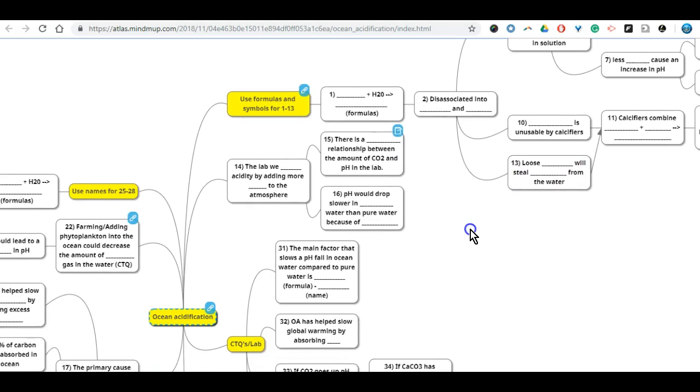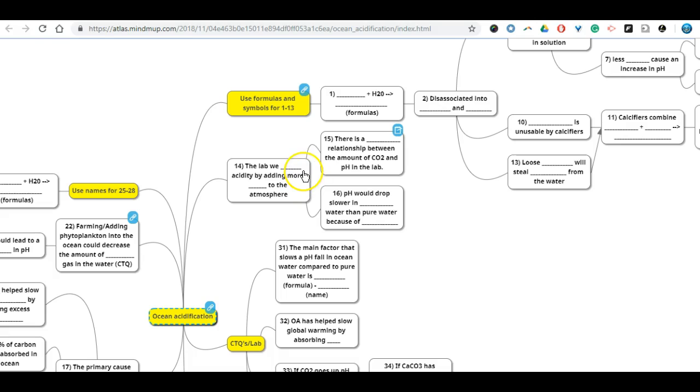All right, moving on over here to number 14. So in the lab, we increased acidity, okay, by adding more CO2. So that's how we increased the acidity. Now there is an indirect relationship between carbon dioxide and pH. Again, as carbon dioxide goes up, pH begins to drop.